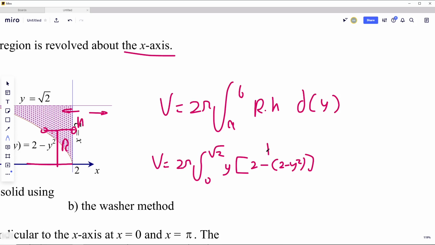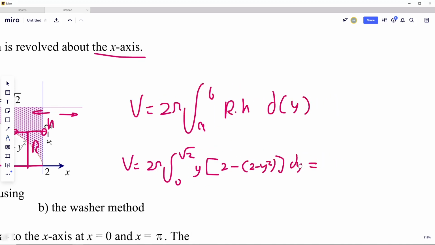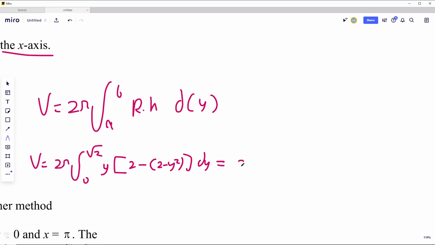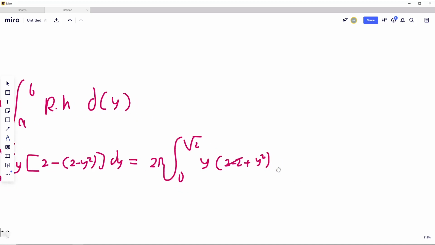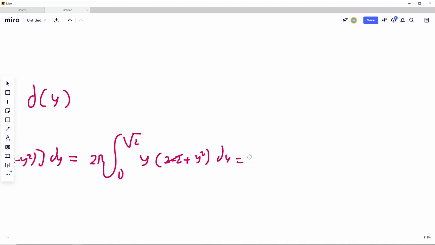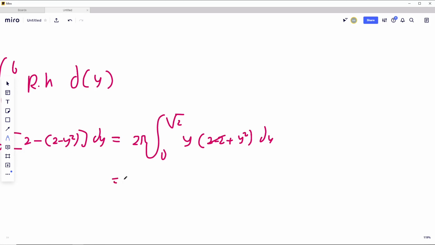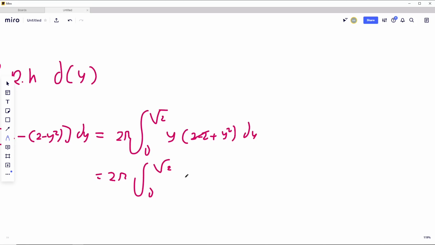This is our h, purely. And this is our r, purely. No messing around, nothing changing. And then dy, of course. And now our formula is complete. Now we're just working with math. Let's integrate. So 2 pi from 0 to square root of 2. And here y times 2 minus 2 plus, because minus minus, y squared. This will cancel with this. Dy equals, now this is actually really easy, so let me do it down. 2 pi integrating from 0 to square root of 2. In the next step, we'll actually be integrating because this is really easy.